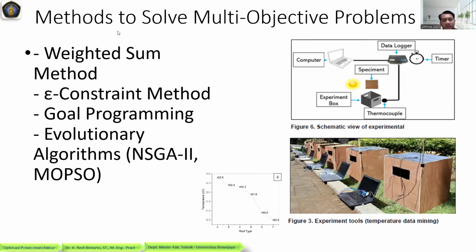And then there are so many methods to solve multi-objective problems. For example, weighted sum method, epsilon constraint method, goal programming, evolutionary algorithms like NSGA-II, MOPSO, and so on. Methods to solve multi-objective problems.